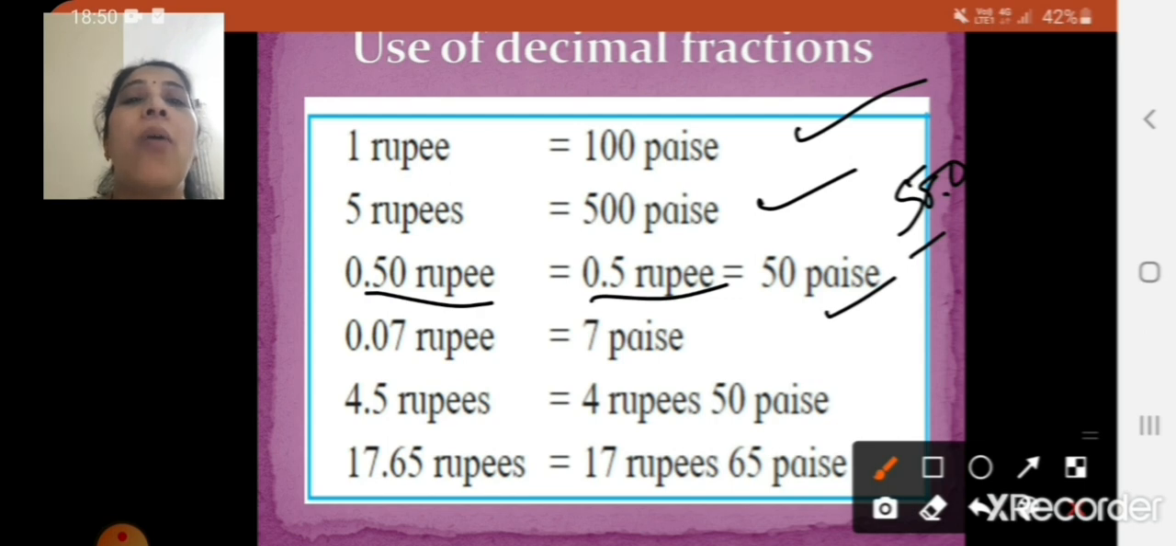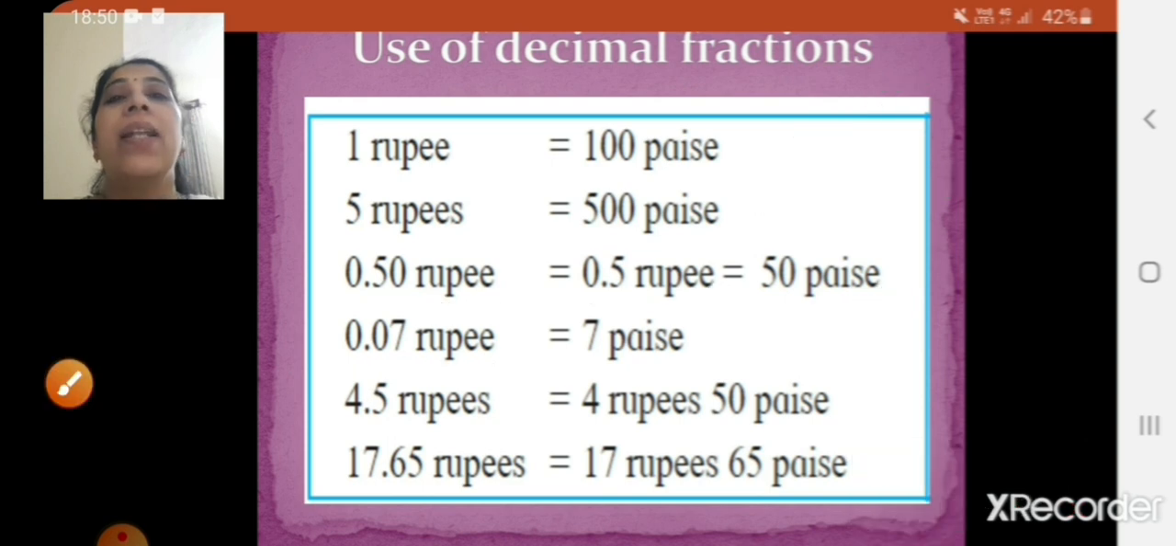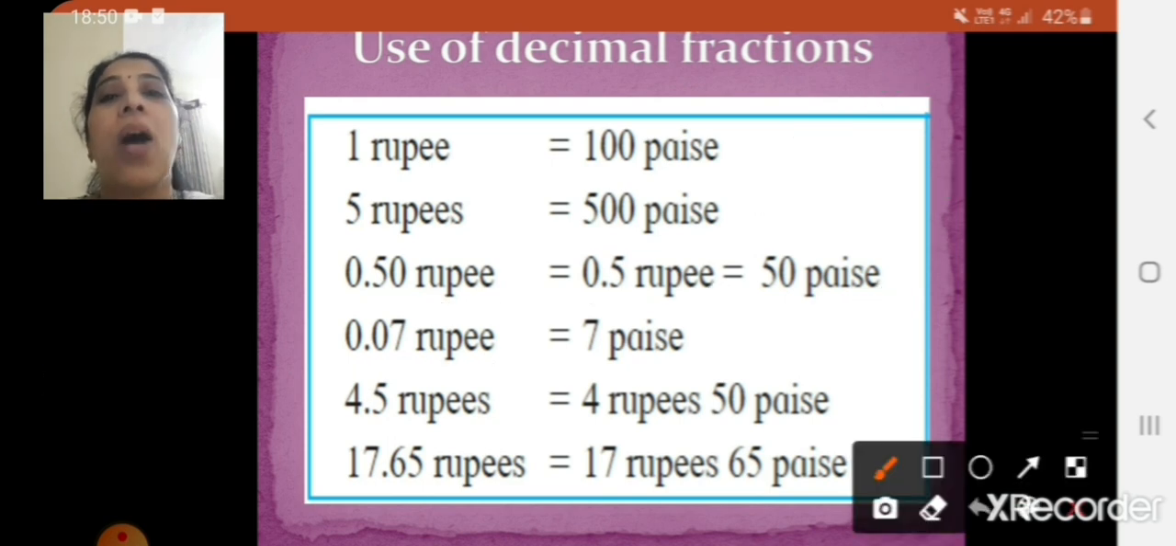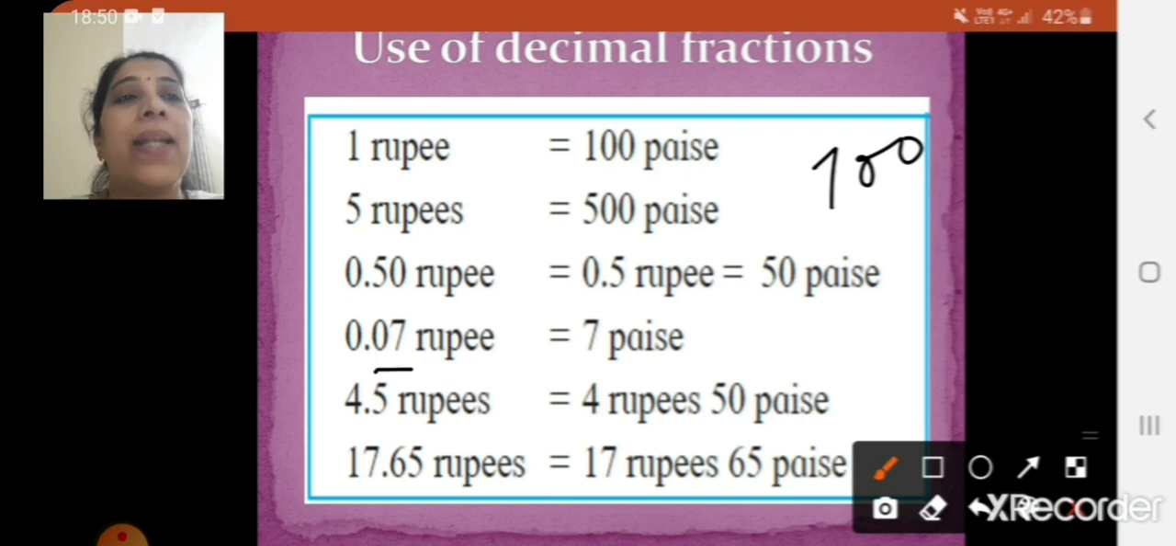Now 0.07 rupee is equal to how many paise? Again the same method you will follow, 0.07 into 100. Again forget about the decimal point. So 100 into 7 means it is 700. Now how many decimal places are there? 2. So from your right hand side, 0, 0 and 7.00. So you get 7 paise as the answer.